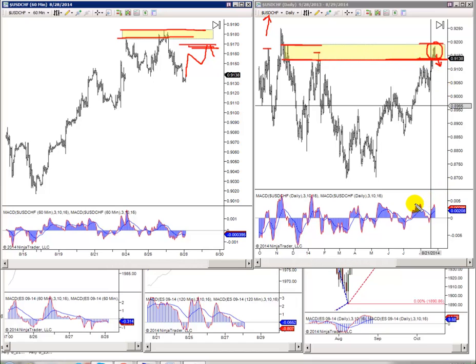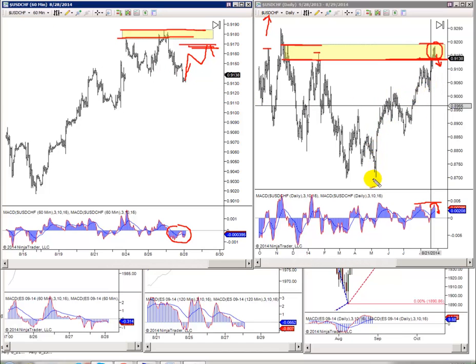We got our oscillator, the MACD, is starting to turn to the downside. Good area to watch, and a little divergence on that hourly chart. So maybe get a little bit of a correction up, but I think overall I'm liking the downside.